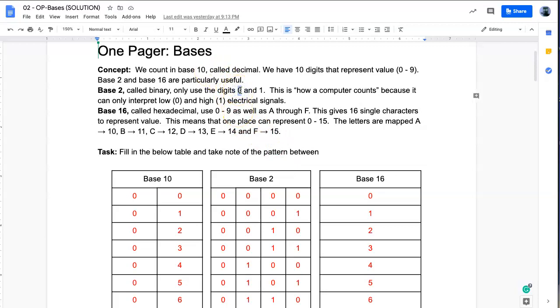So in the same way that we have base 10, and we can go 0 through 9, and then when we run out of digits, we make a new units holder. In base 2, you only have 2 digits in that world. You have 0 and 1.